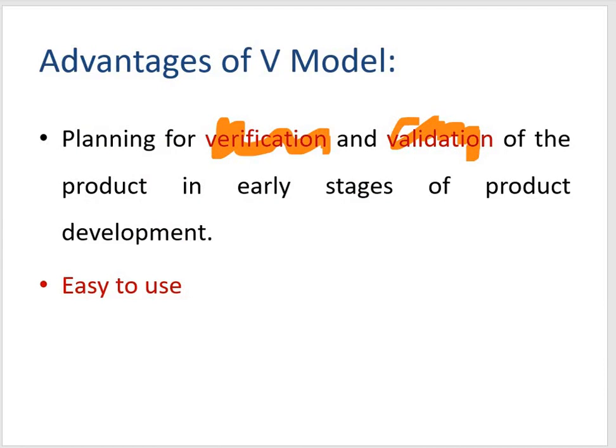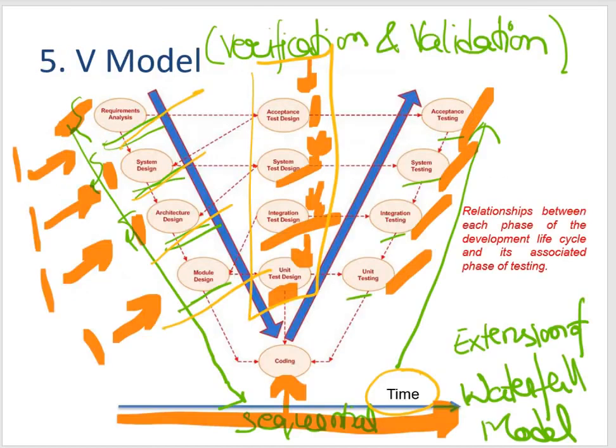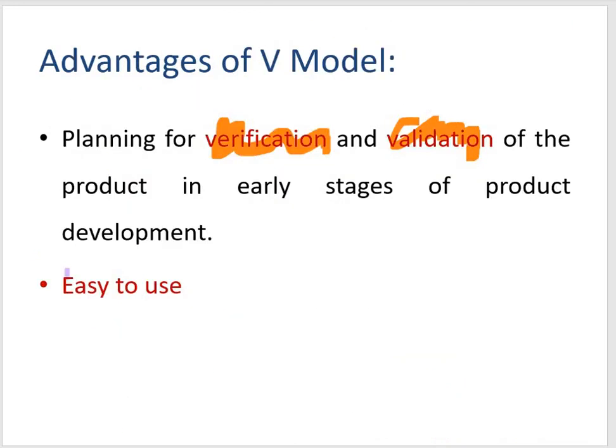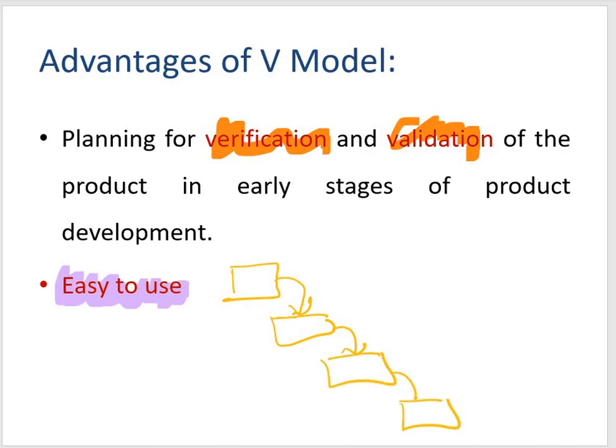But since the verification and validation of the product is done in early stages of product development, that means planning, these activities which were going on, right, these things are done. So your work for verification and validation of the product is done in the early stages of the software development.